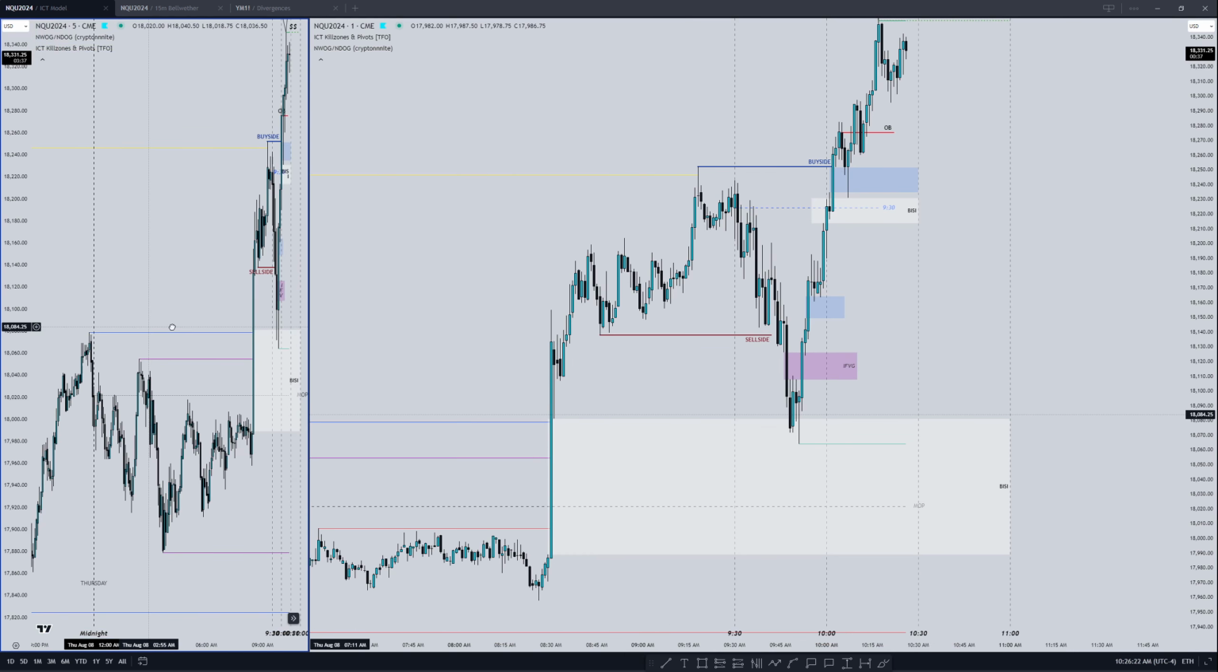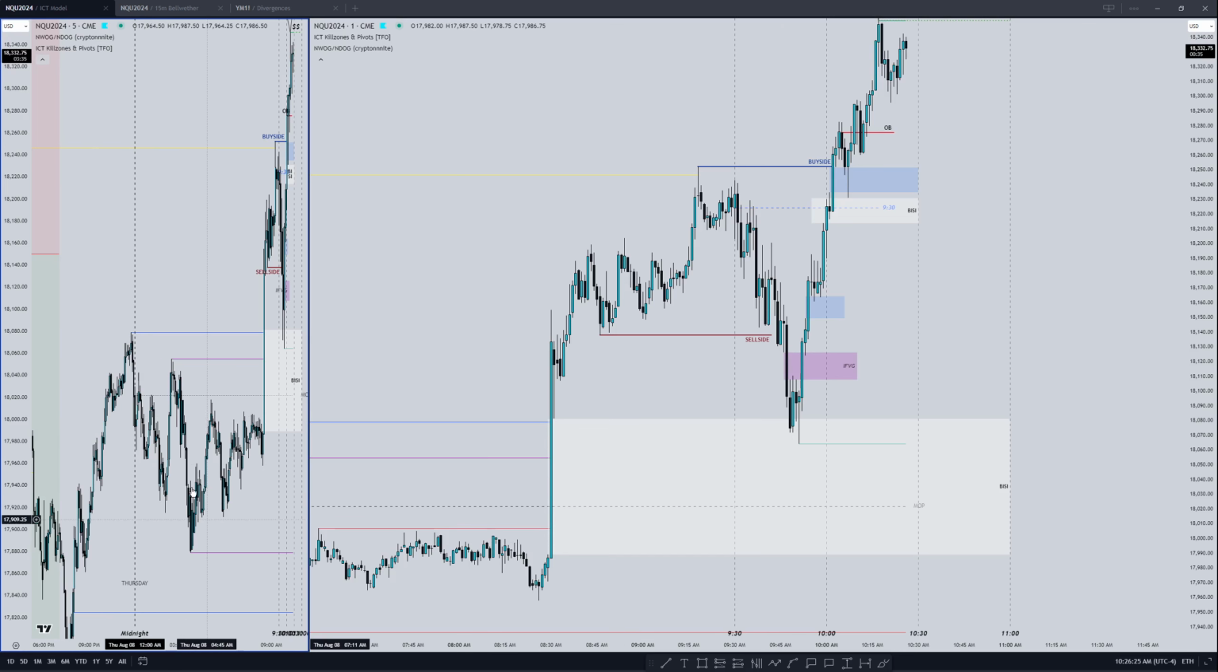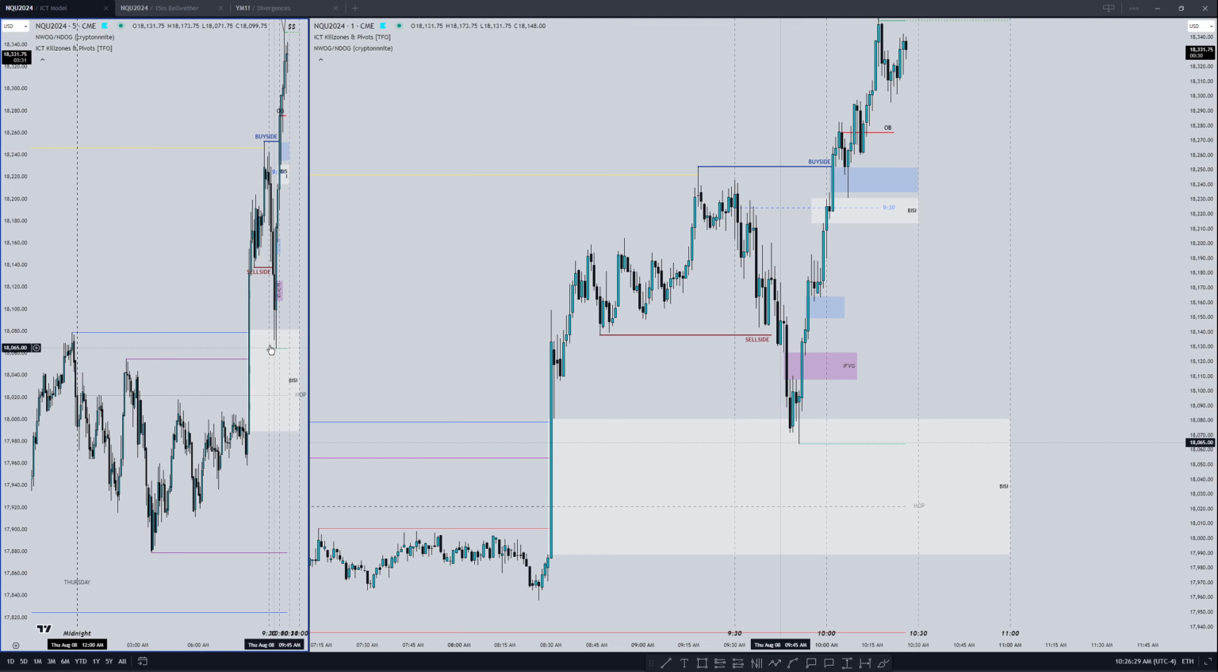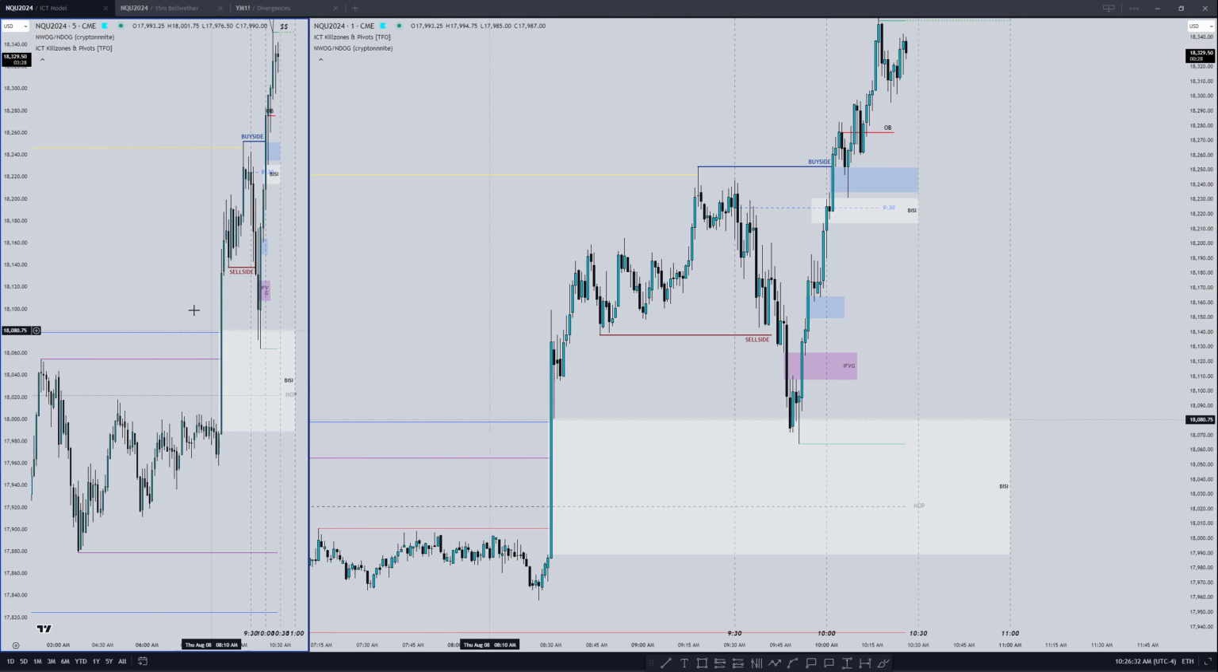In this case, you have the breaker. I guess this is a mitigation block. The mitigation block in here, on the higher time frame, that's what it's reaching into. Plus it's dropping to discount. Plus it's filling the inefficiency.